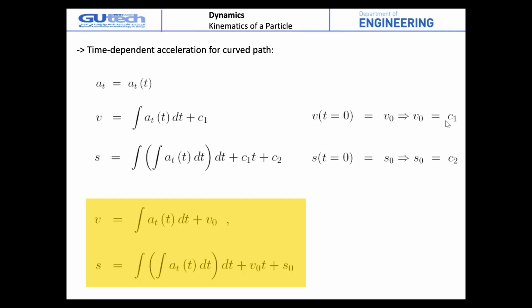Then we get the constant C1 is equal to V0. And for the position at time t equal to 0, we have S0, the initial position, and we get C2. That means if we plug these in, we get the expression for the velocity and the position.